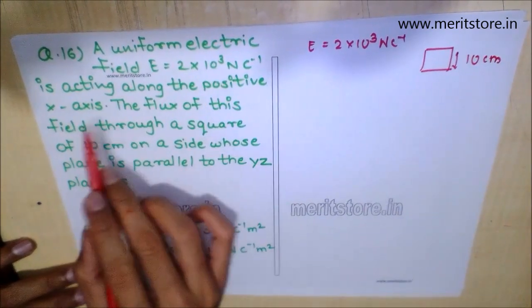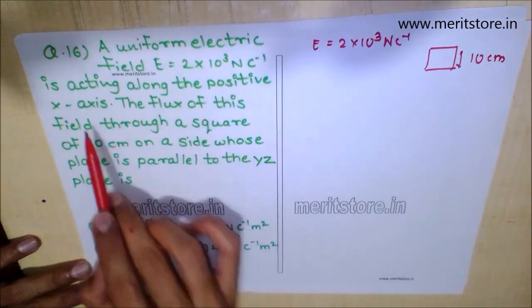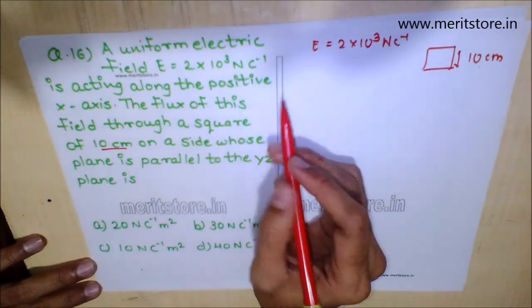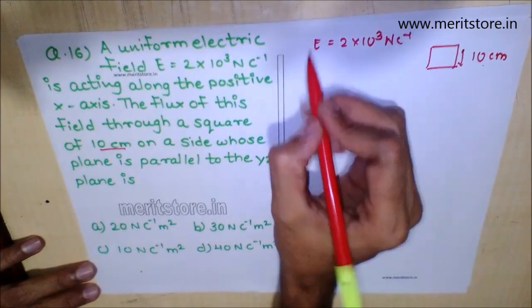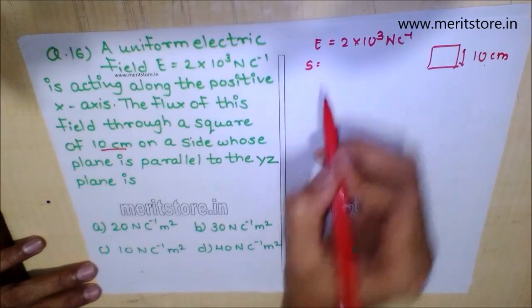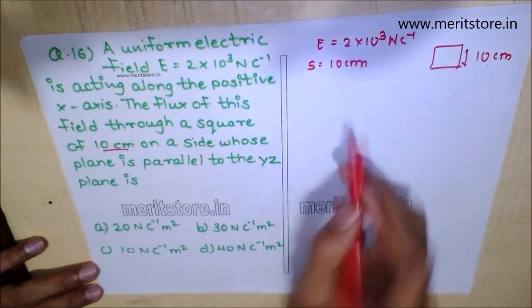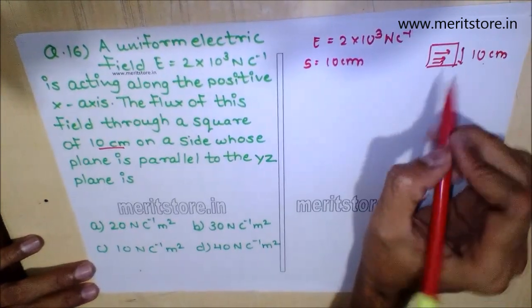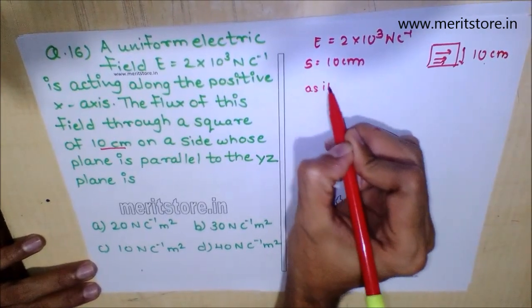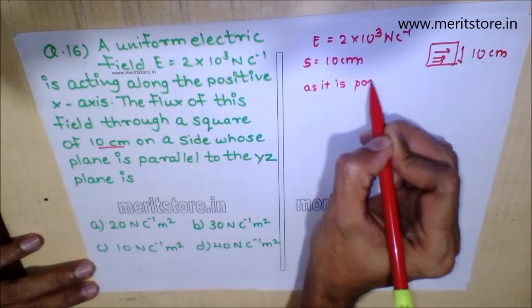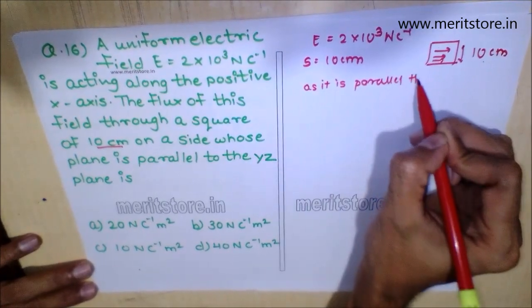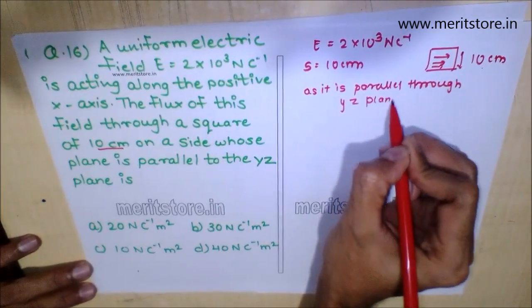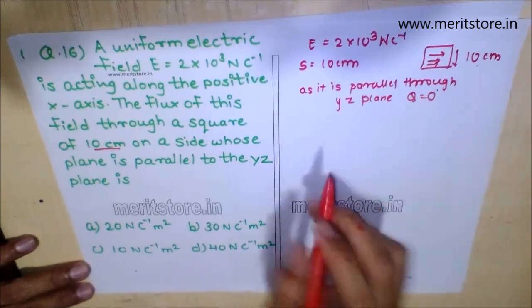The flux of the field through a square of 10 centimeters on the side. So here the side is 10 centimeters. The plane of this square, through which the electric flux lines pass, is parallel to the YZ plane. As it is parallel to the YZ plane, theta becomes equal to 0.